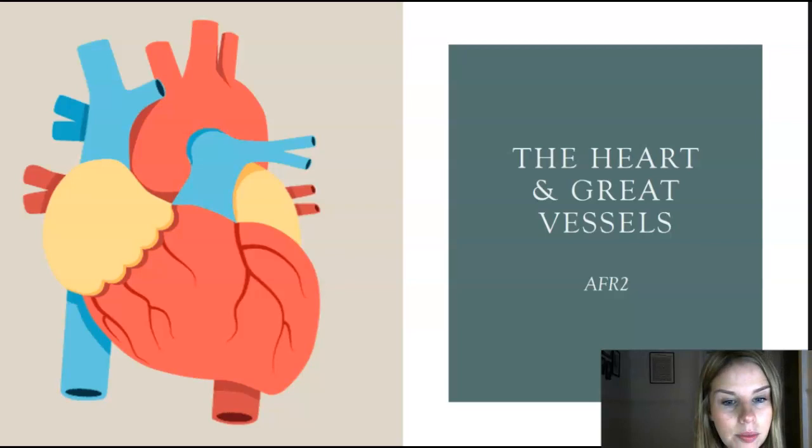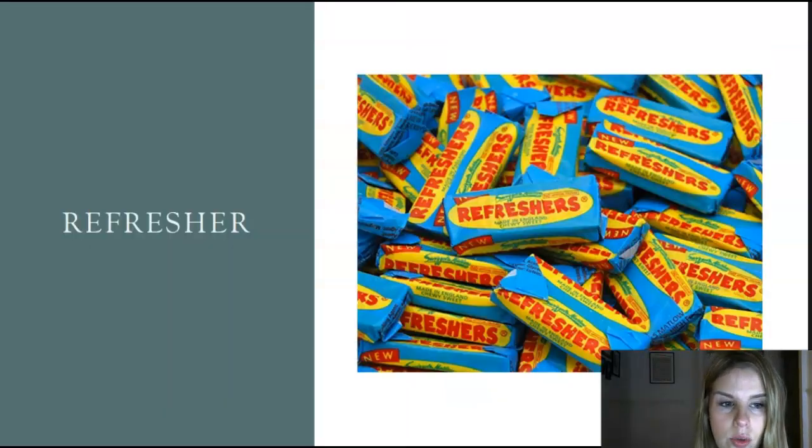So we're going to do a quick refresher just to remind you of the sort of gross anatomy of the heart. So we did cover this last year in your respective anatomy modules, but I think it's a good place to start just to have a reminder of the different chambers of the heart and all that kind of thing. So we'll have a little refresher.